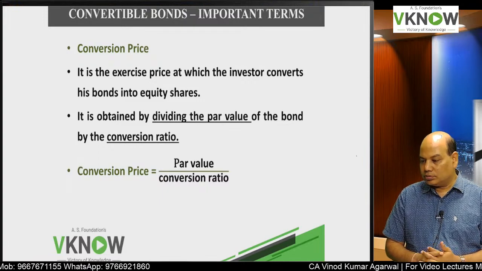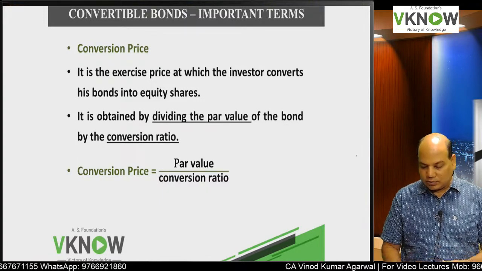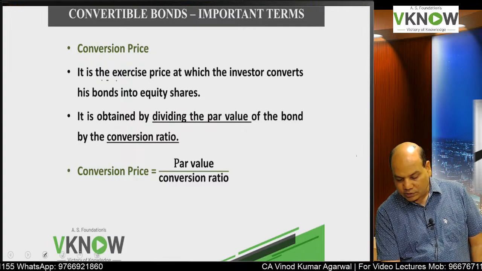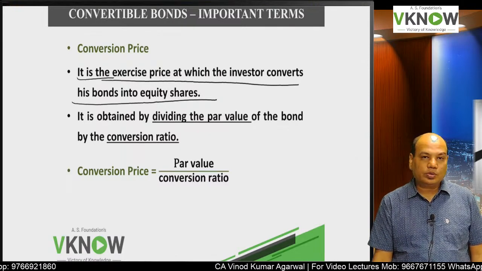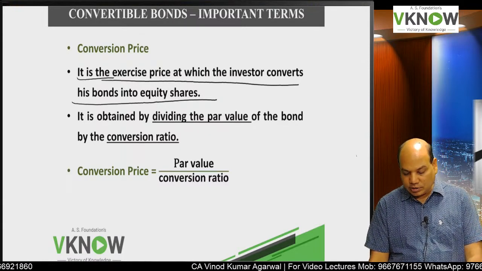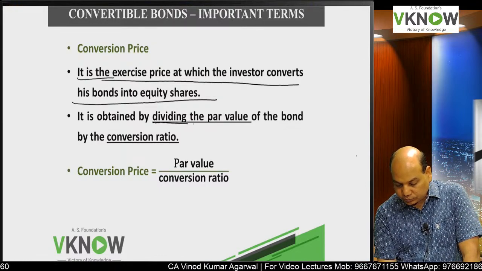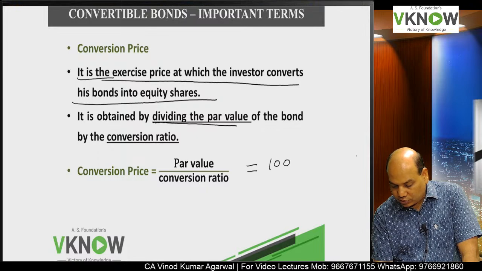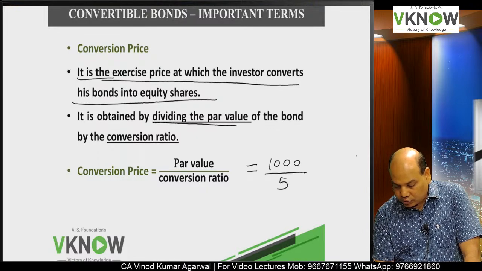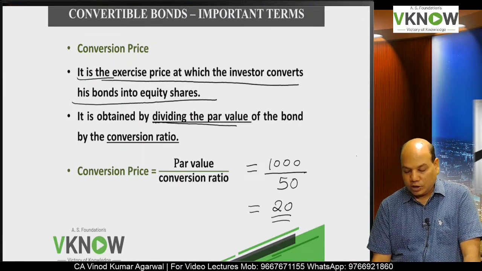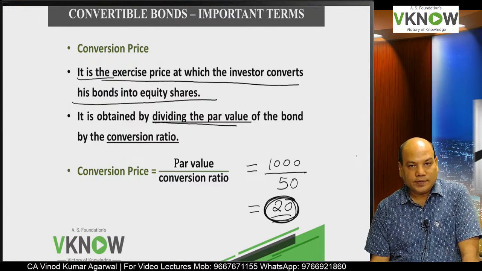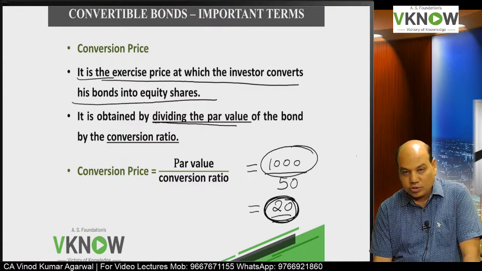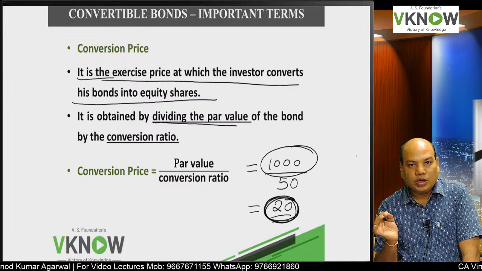The next is called conversion price. Conversion price is the exercise price at which an investor will convert his bond into equity shares. Exercise price means, suppose the face value of the bond is 1000 rupees and the conversion ratio is 50. So the conversion price is 20 rupees. Effectively he is paying 20 rupees per share because he would have got 1000 rupees. So either you take 1000 rupees or you take 50 shares.